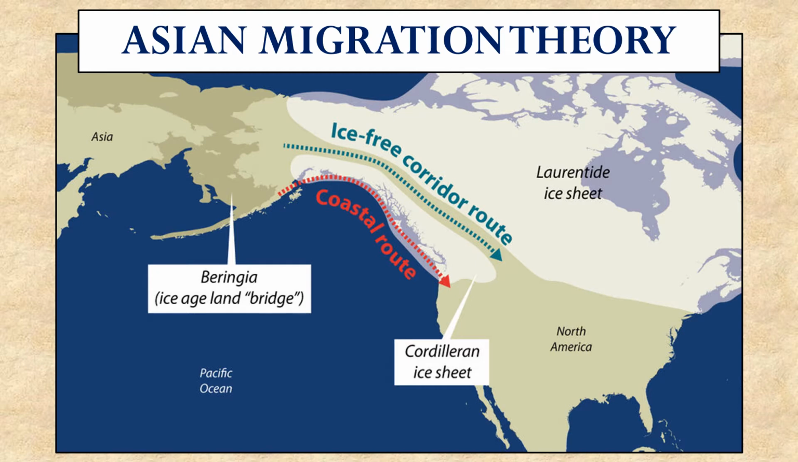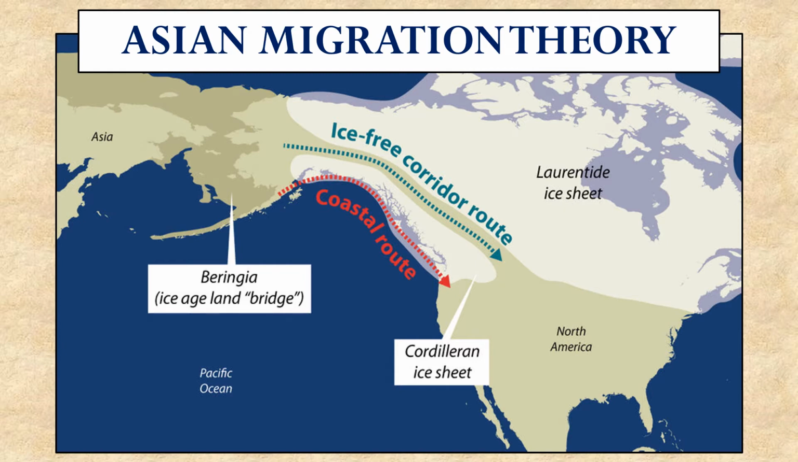This area that is called Beringia was a land bridge between Asia and North America that allowed tribesmen thousands of years ago to migrate across to what is present-day Alaska, and then through an ice-free corridor or along the coast, eventually into North America, and then from there through Central America and on to South America.